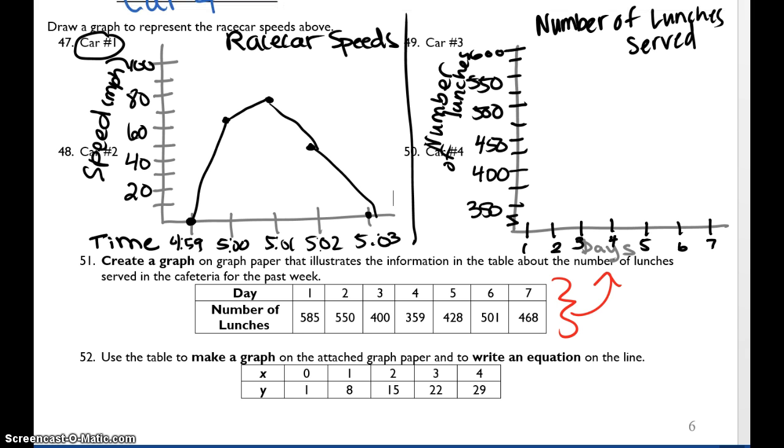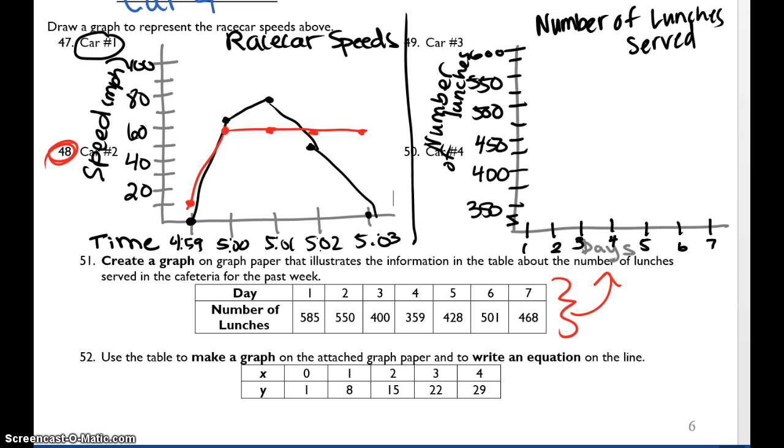For car number 2, I'm going to do red. So I'm going to circle 48 with red so we can tell the difference here. For car 2 at 4:59, it's at 10. At 5, it's at 60. 5:01 is at 60. 5:02 is at 60, and 5:03 is at 60. So that was a very constant speed.